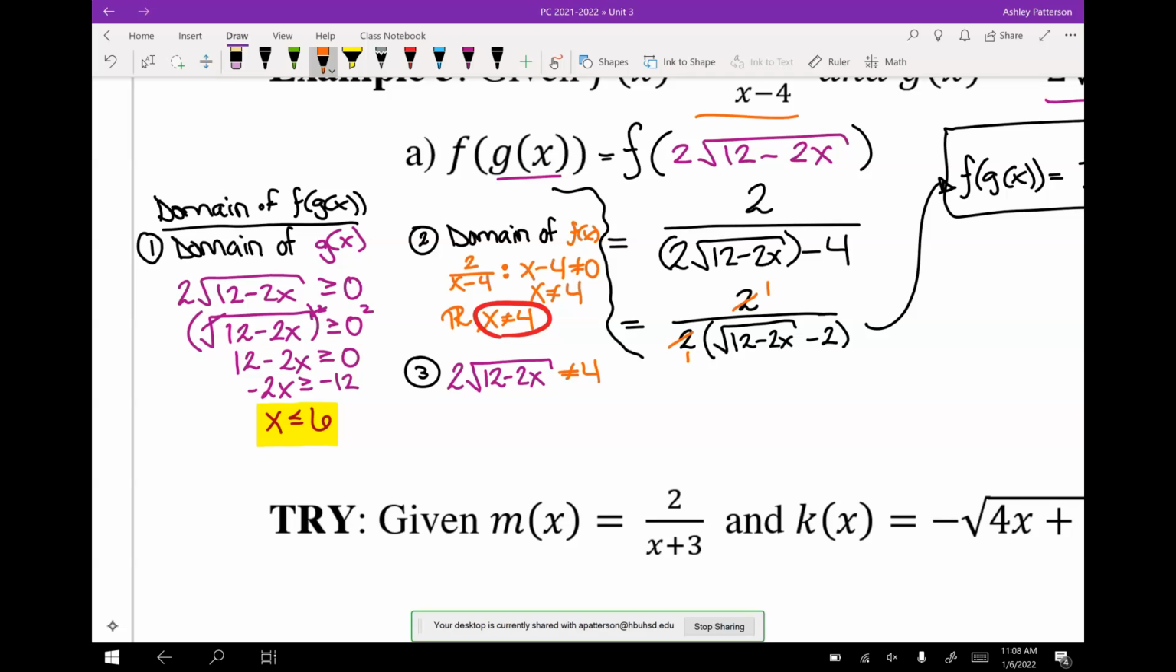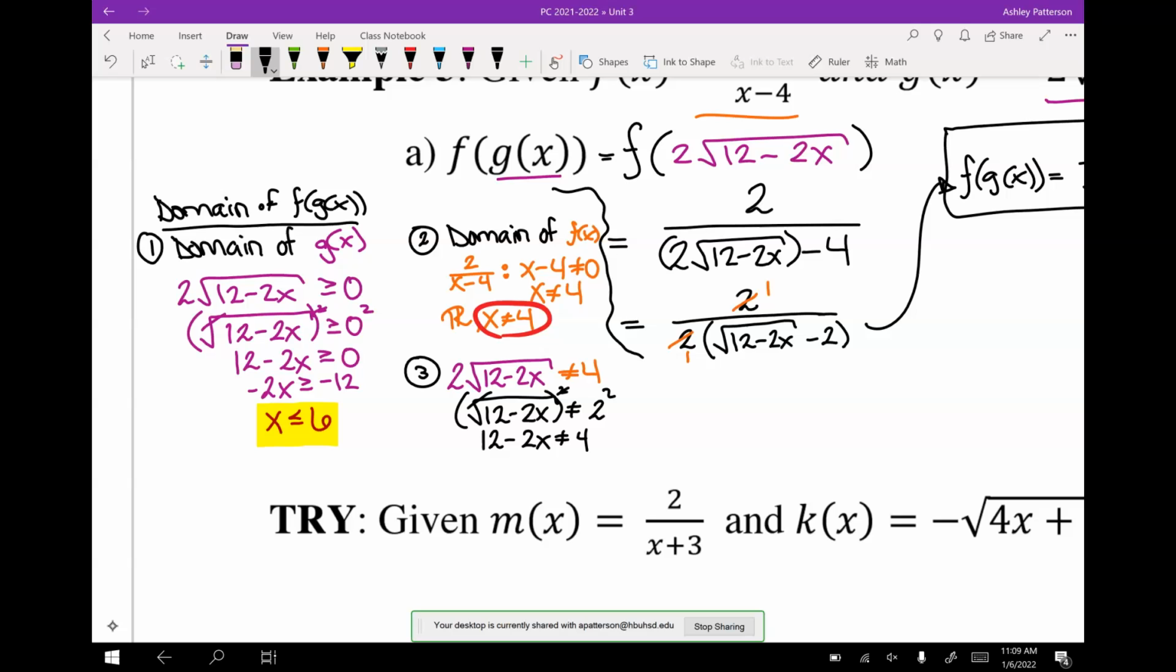Okay, whew, it's a lot. It's a lot to wrap your mind around, but let's solve. Let's see what happens. Let's divide by 2. So we get the square root of 12 minus 2x cannot equal 2. Now what do I do again? Square both sides. Okay. So we're going to square both sides. And we end up with 12 minus 2x cannot equal 4.